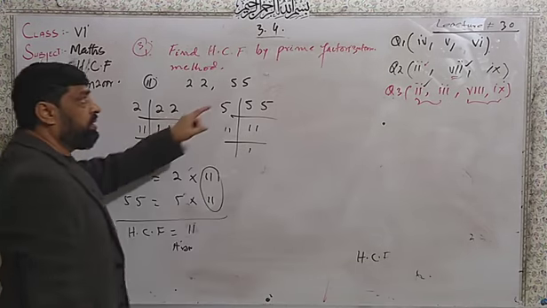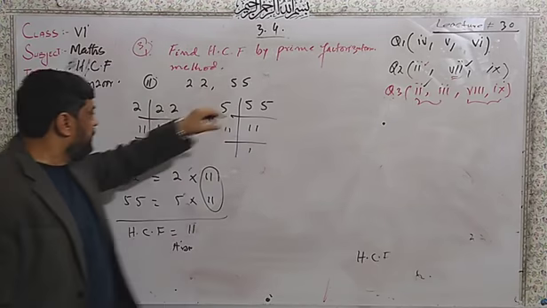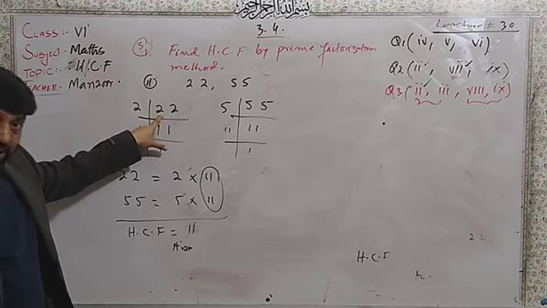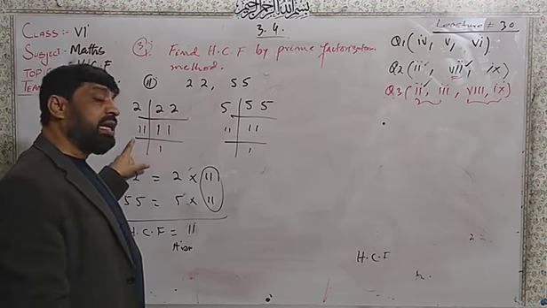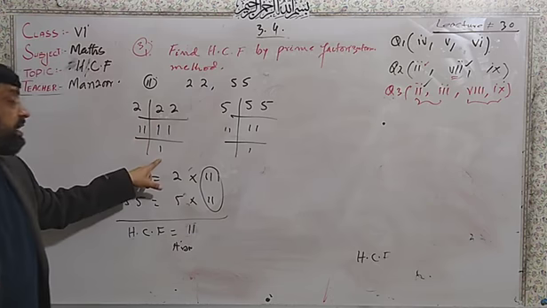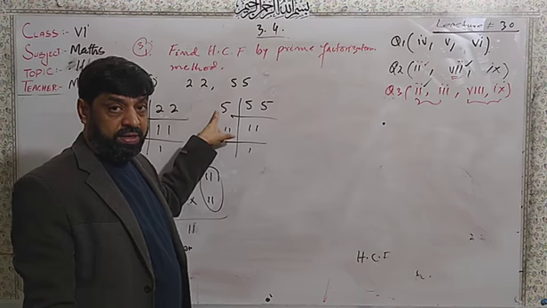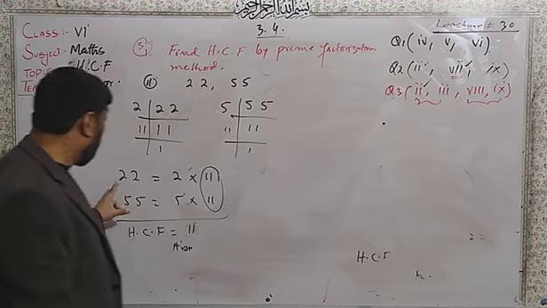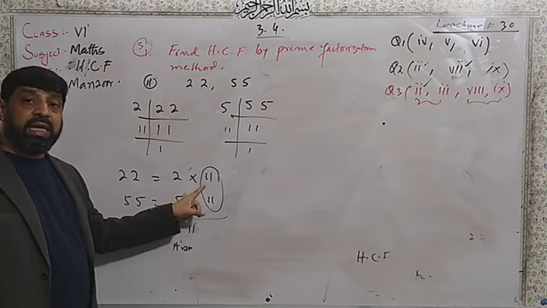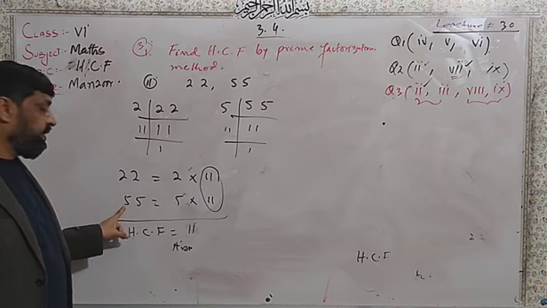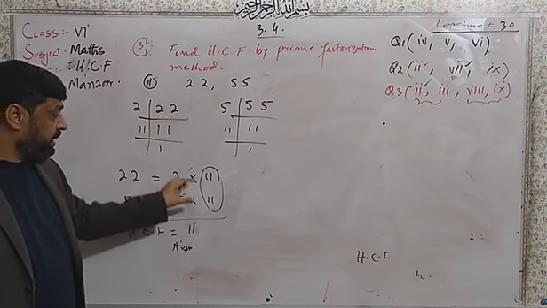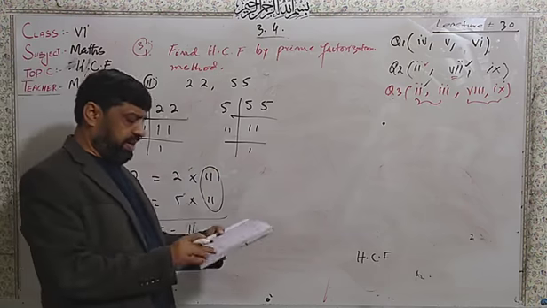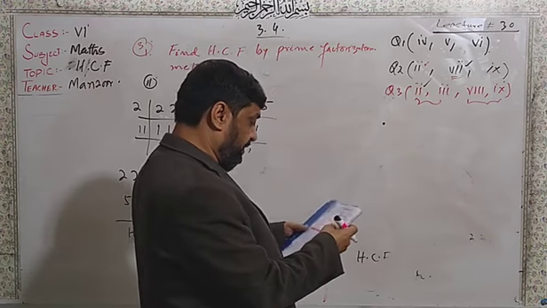Which method are we going to do? The prime factorization method. Table of 2, the least prime number, can divide 22 11 times, and then prime number 11 can divide 11 1 time. Here the least prime number 5 can divide 55 11 times, and 11 again 1 time. Now I will find here 22 and its factors 2 into 11, and 55 its factors 5 into 11. Keep the common factor, circle and write here. It is single, so that's why this 11 is the answer.